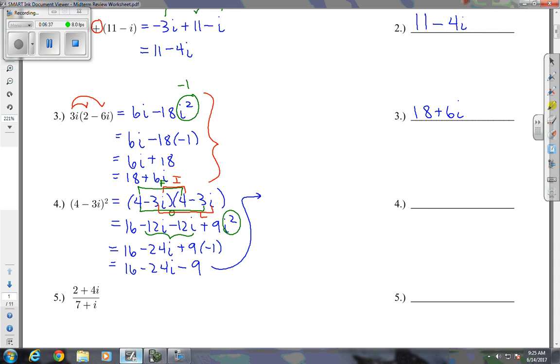Now, to finish up, we need to combine our real parts. 16 minus 9, that's going to give me 7 minus 24i. This one, notice we can also check with our calculator. So we have 7 minus 24i.